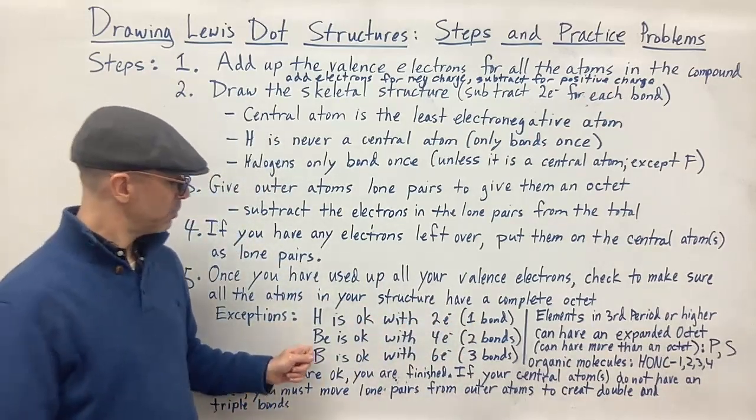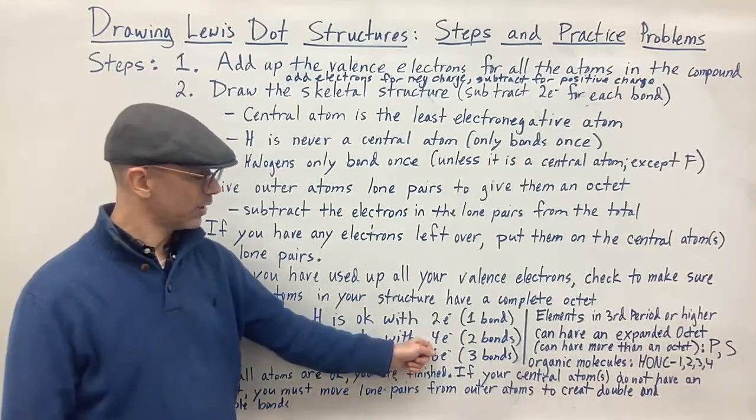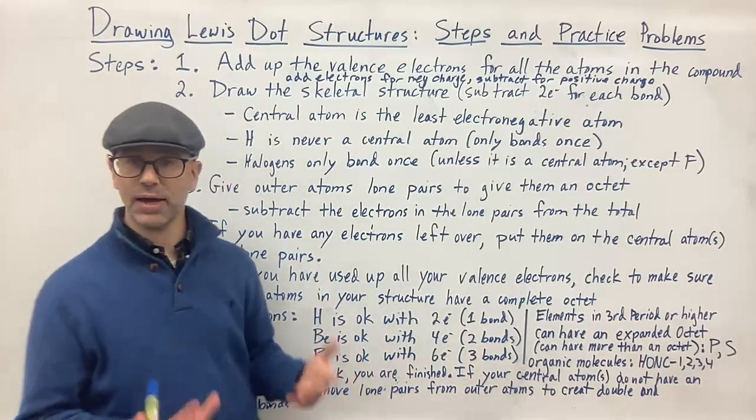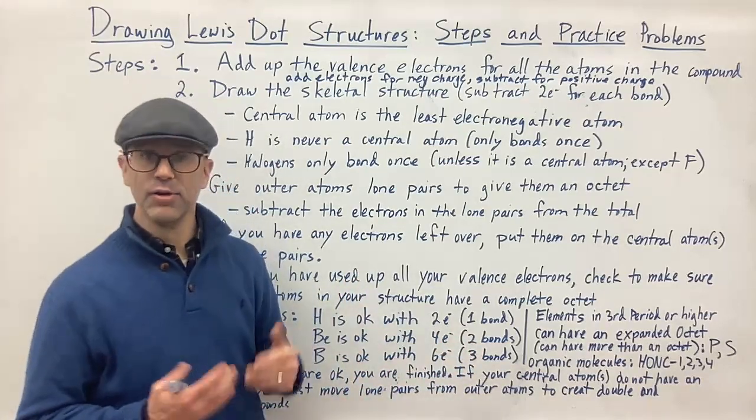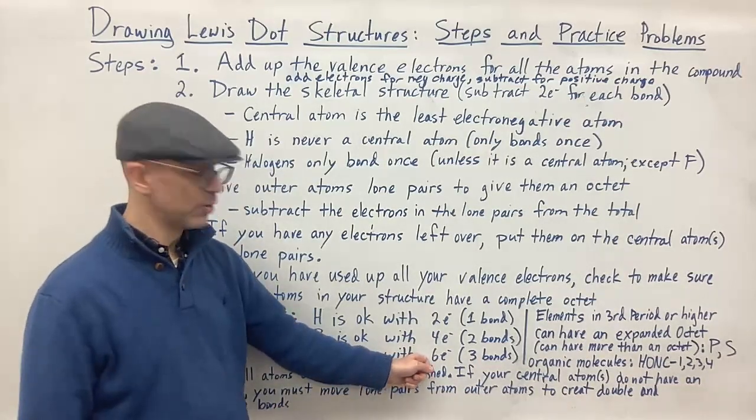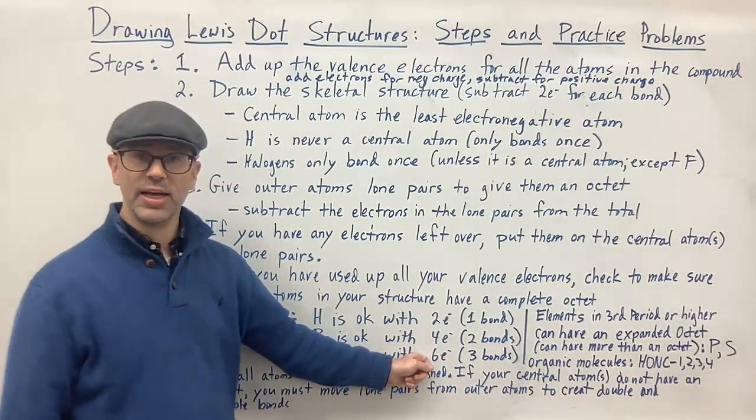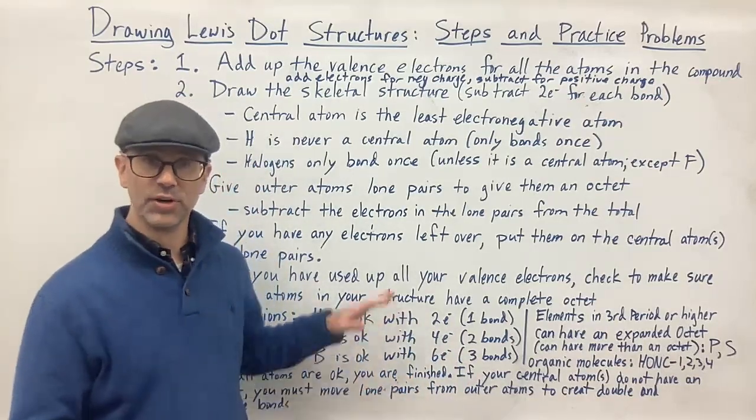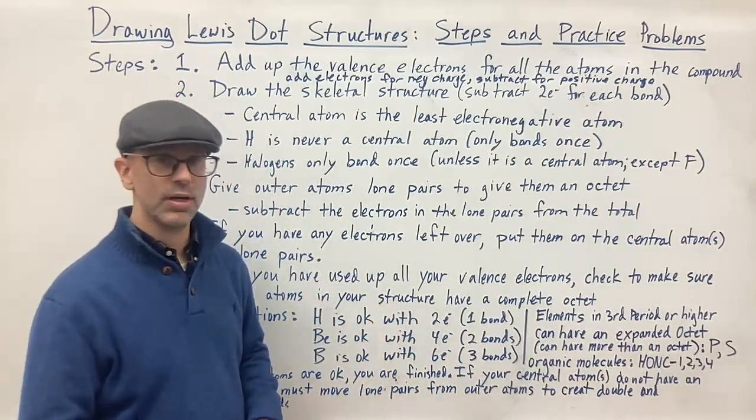Beryllium is okay with 4 electrons, so 2 bonds. If beryllium has 2 bonds, that's fine for beryllium. And boron is going to be happy with only 6 electrons, and that means 3 bonds. So that's okay for boron. These are exceptions to the octet rule.